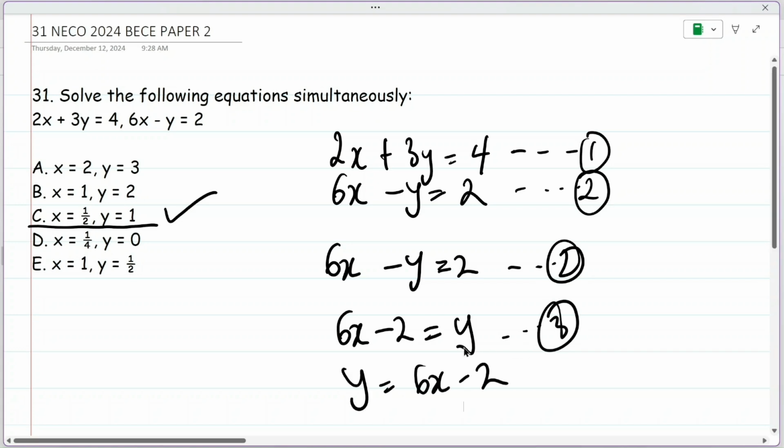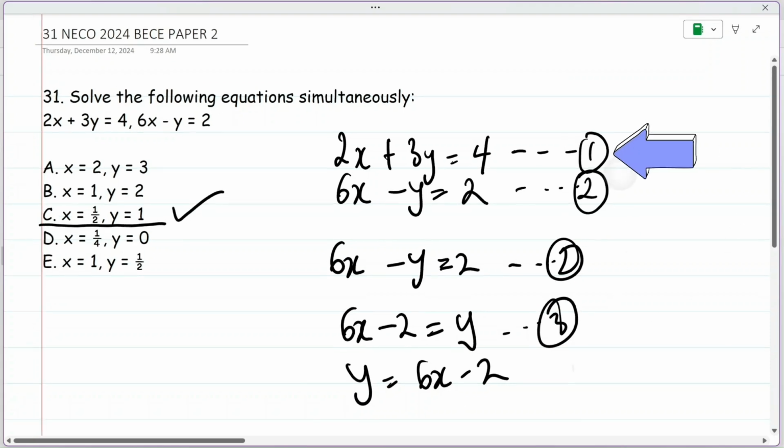Still the same thing. Leaving y on the right or putting it on the left still means the same thing. Y is 6x minus 2. From equation 2, we created equation 3. We can no longer substitute equation 3, which was created from equation 2, into equation 2. We can only substitute it into equation 1.